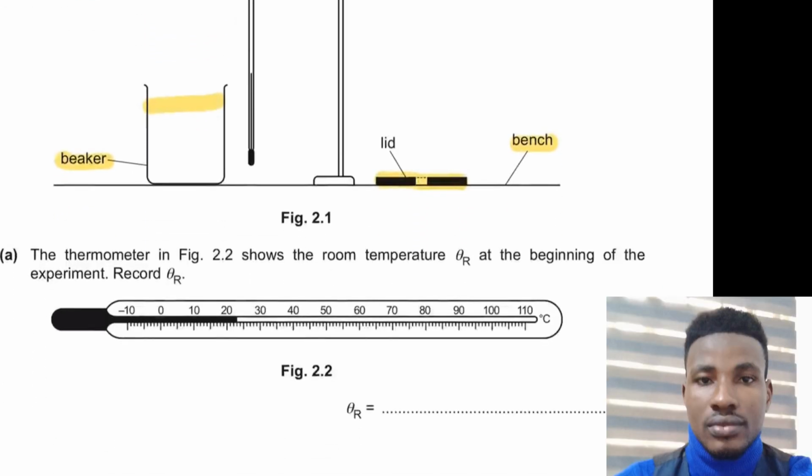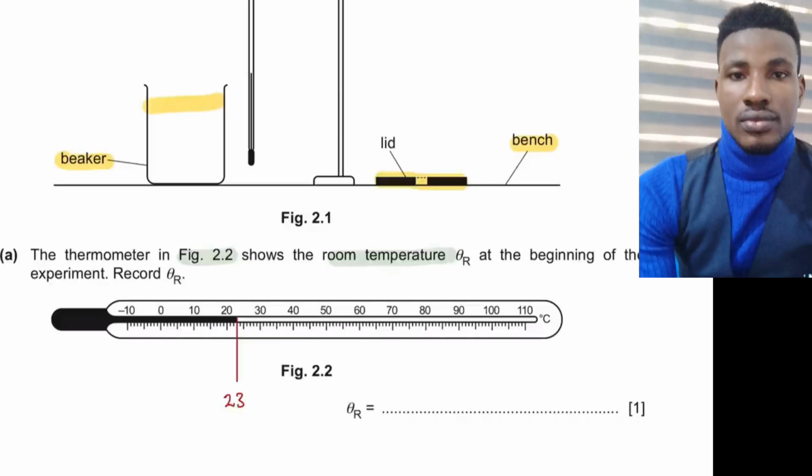Question A. The thermometer in figure 2.2 shows the room temperature theta R at the beginning of the experiment. Record theta R. Temperature from the thermometer is 23, and do not forget your unit, degrees Celsius.